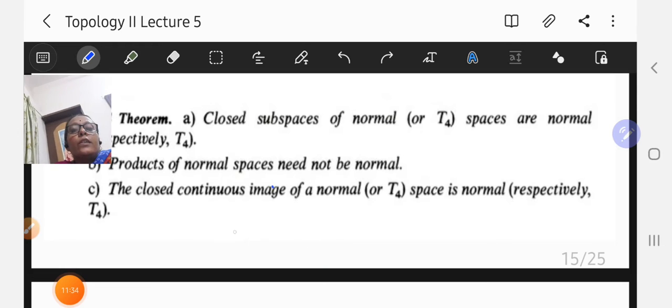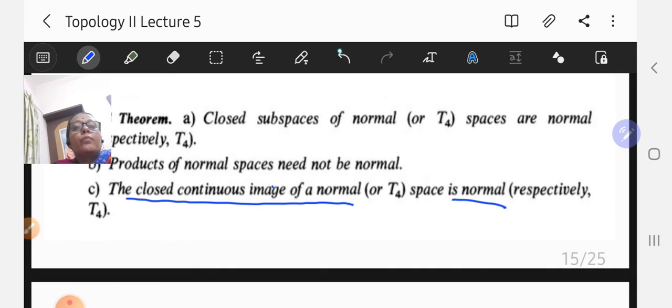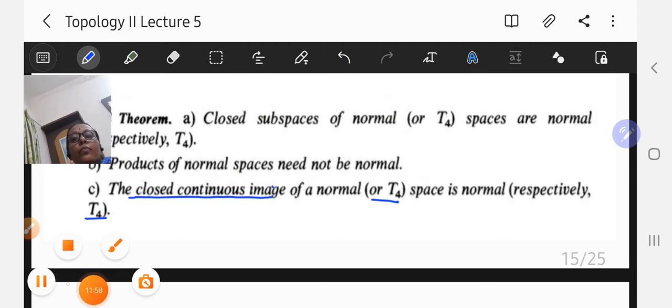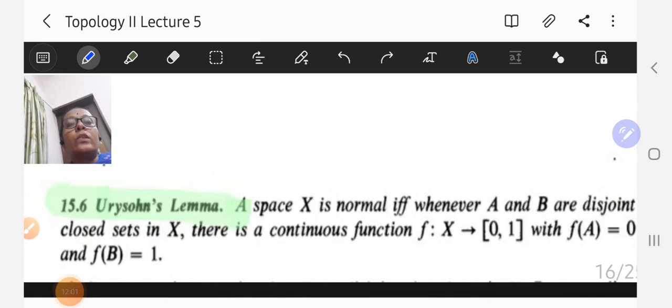Now the next result is: the closed continuous image of a normal space is normal. And again, the closed continuous image of a T4 space is T4. This result is again true. Now next is Urysohn's lemma. By using this lemma, we take the definitions of Urysohn function and perfectly normal.